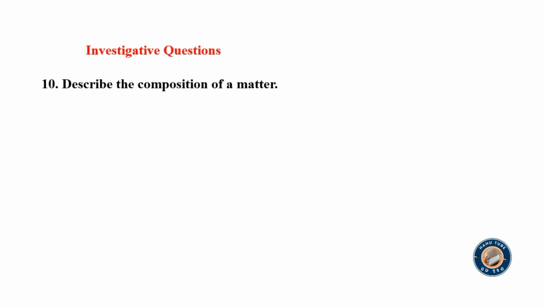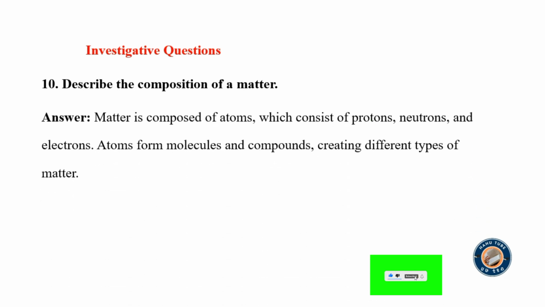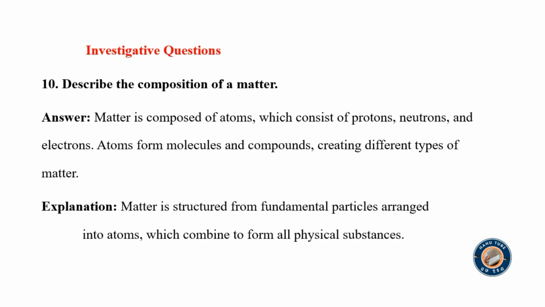Investigative questions. Question number 10. Describe the composition of matter. Matter is composed of atoms, which consist of protons, neutrons, and electrons. Atoms form molecules and compounds, creating different types of matter. Matter is structured from fundamental particles arranged into atoms, which combine to form all physical substances.